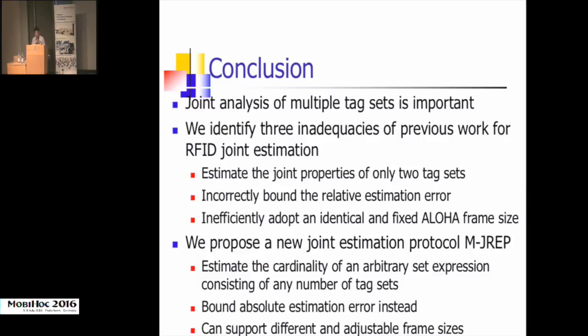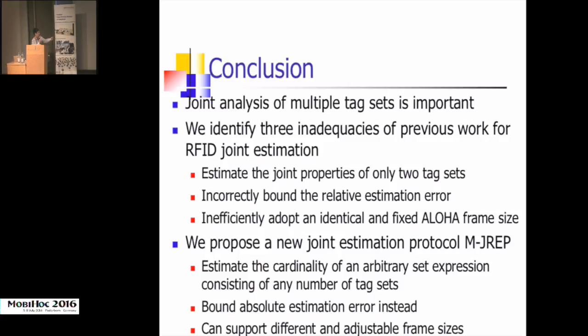This is the final conclusion of our paper. So we show that we have convinced you that joint analysis of multiple tag sets is important and really useful. And we have identified three inadequacies of the previous work for RFID joint property estimation. They typically estimate the joint properties of only two tag sets. We can deal with multiple tag sets, and we can estimate the cardinality of an arbitrary set expression. And the previous work incorrectly bound the relative error. And we show that it's better to bound the absolute estimation error instead.